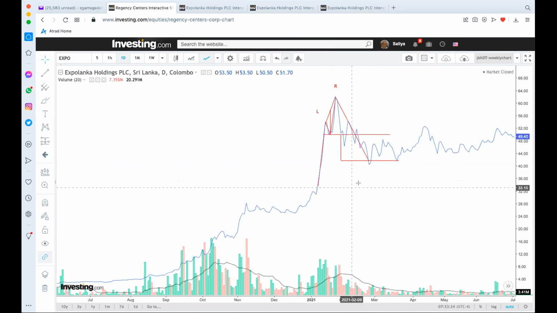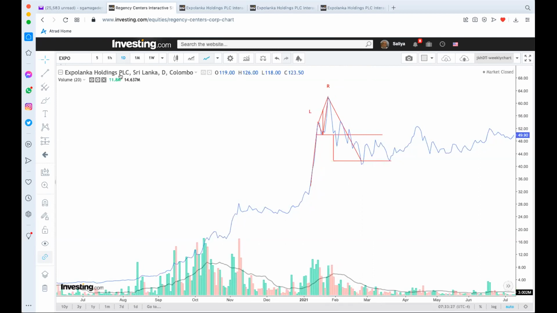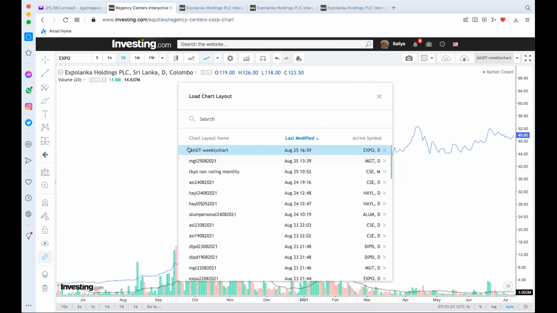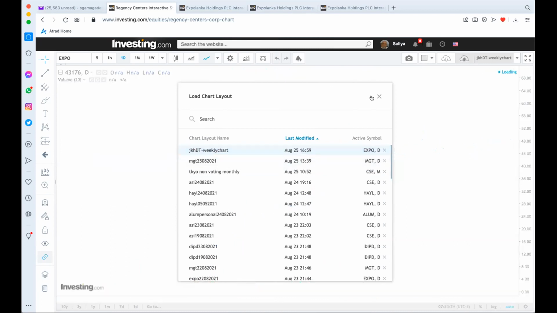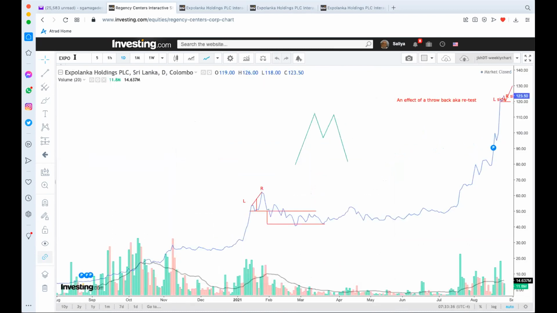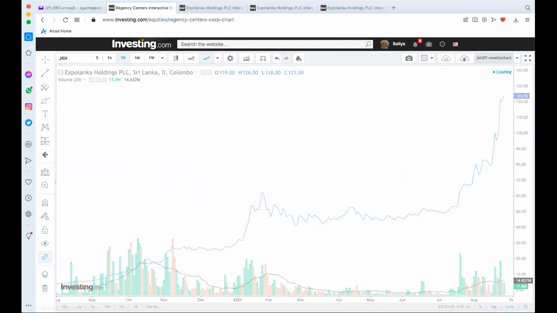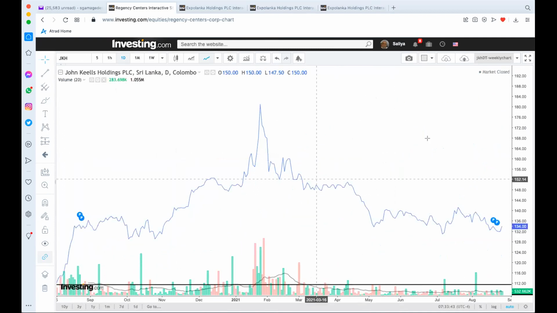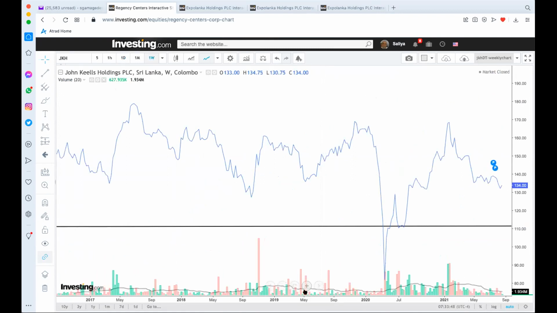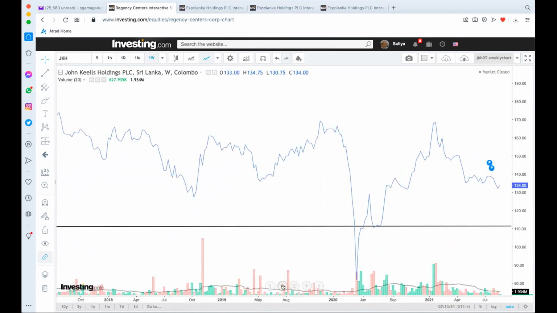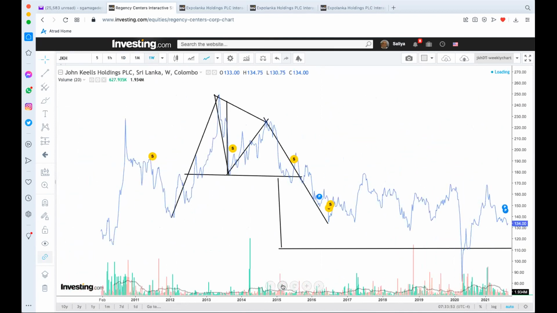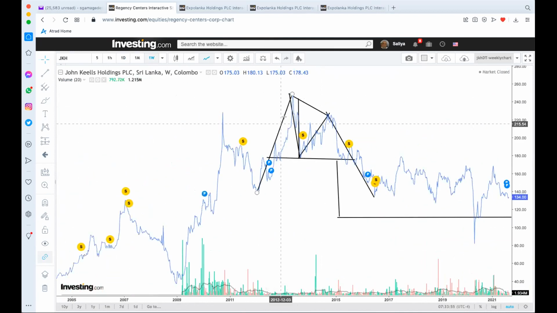So this is what happened to Expo Lanka on a daily chart. I'm going to go ahead and pick up another chart that I was tracking on the weekly, which is the JKH. Right, let's take these out.